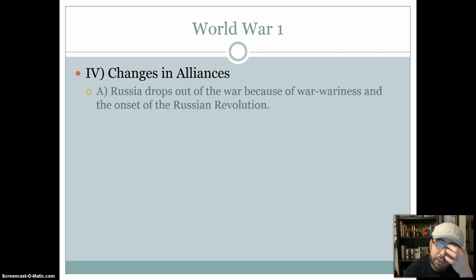So we get some changes in alliances. First one, Russia drops out of the war because of war weariness and the onset of the Russian Revolution. The Tsarist regime in Russia can't really hold on.